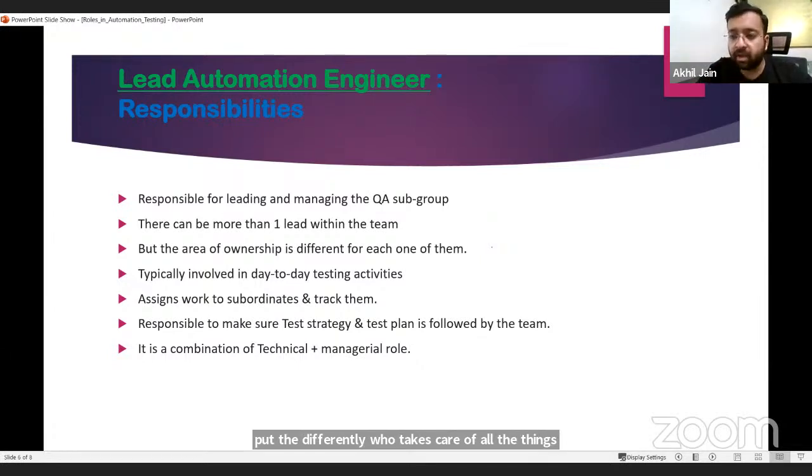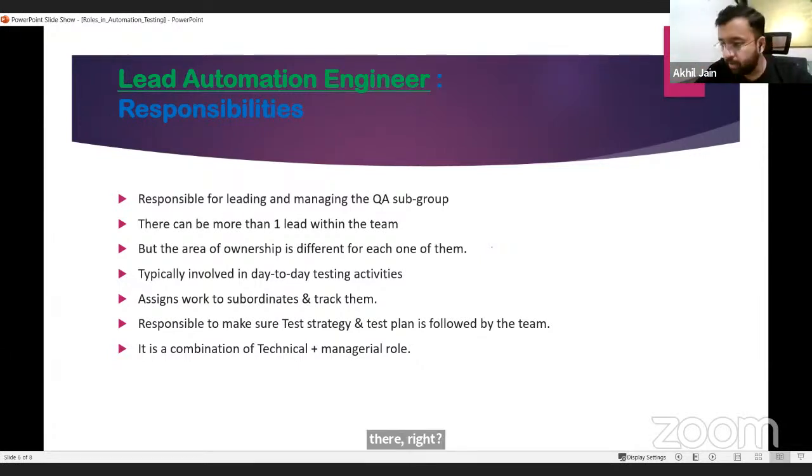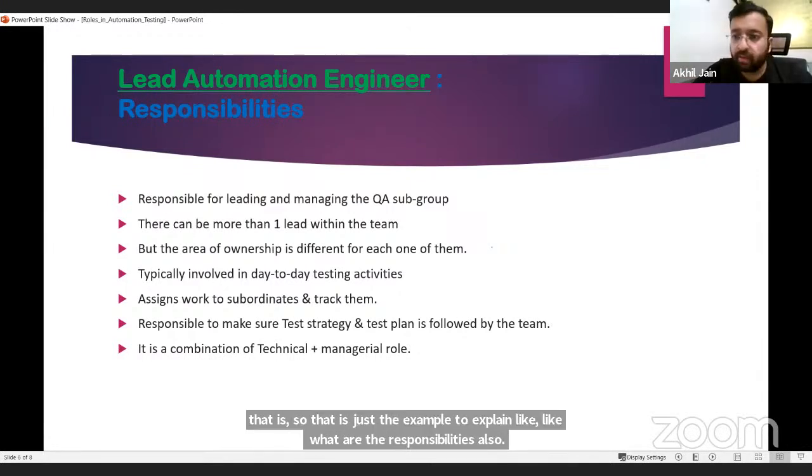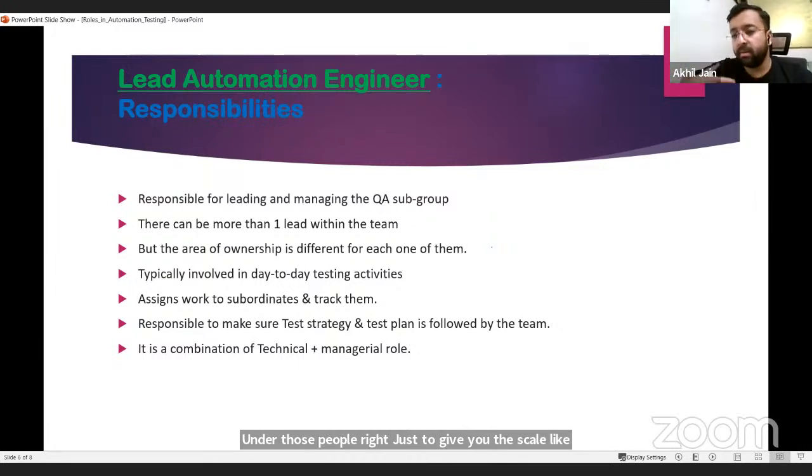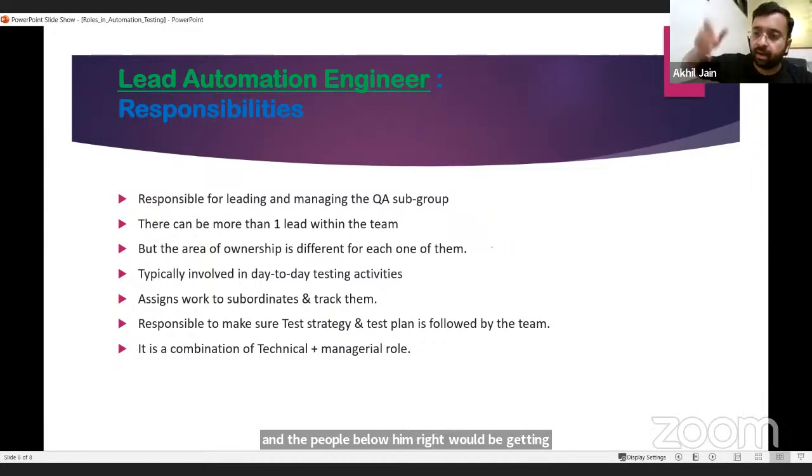So that is just the example to explain what all responsibilities fall under those people, right? Just to give you the scale, within payment there could be different things, and the people below him would be getting assigned to them, and they would be owning those things. But ultimately, that complete module, the payment module, is being looked after by this lead.